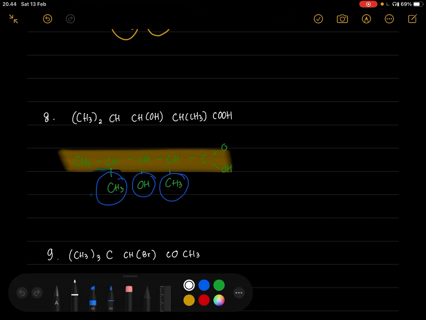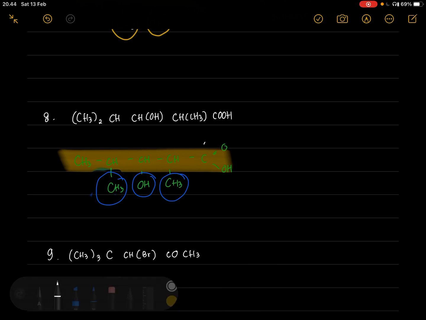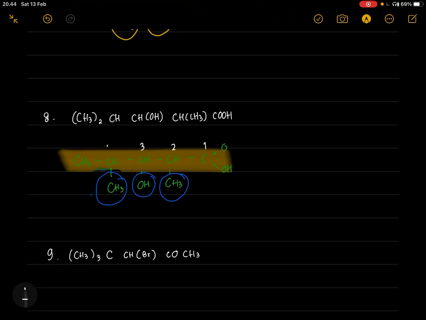So how would the name be? Again, the numbering starts from the right: 1, 2, 3, 4, and 5. Hydroxyl and methyl, the H will come first. So 3-hydroxy, and then 2,4 that's dimethyl, and then 1, 2, 3, 4, 5, so it will be pentanoic acid.